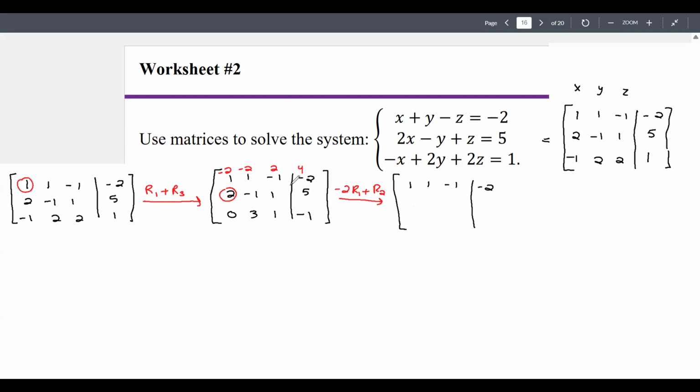Okay. So we're adding to R2. So -2 plus +2 is 0. -2 plus -1 is -3. +2 plus 1 is +3. And 4 plus 5 is 9. And then the last one we didn't mess with, R3. So that is going to be 0, 3, 1, -1.